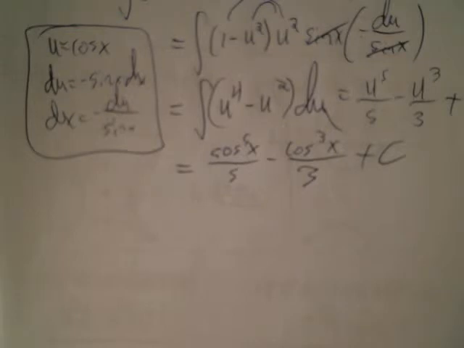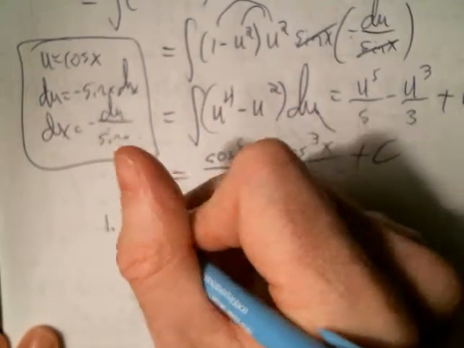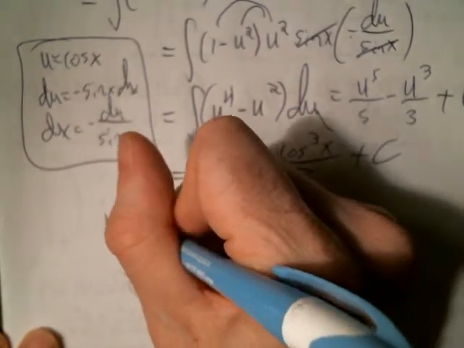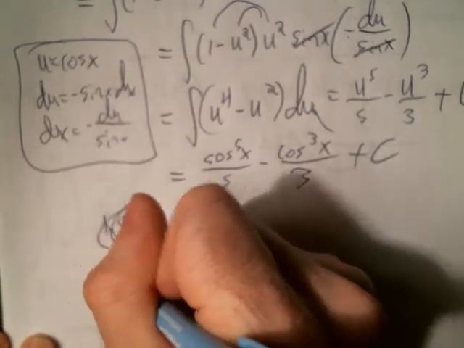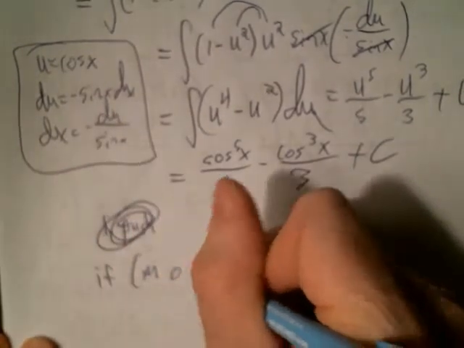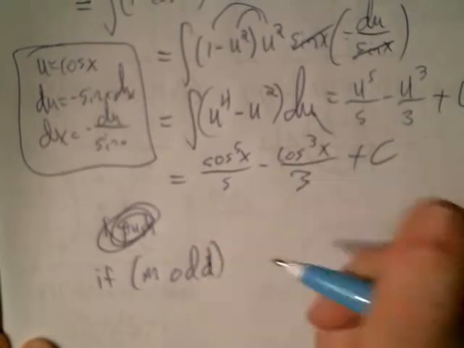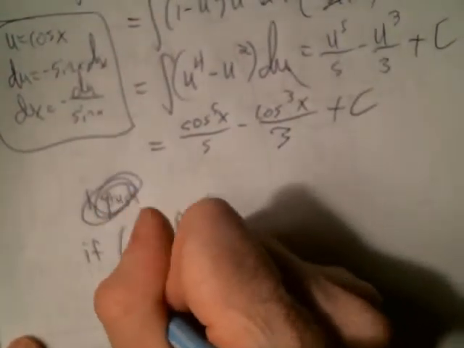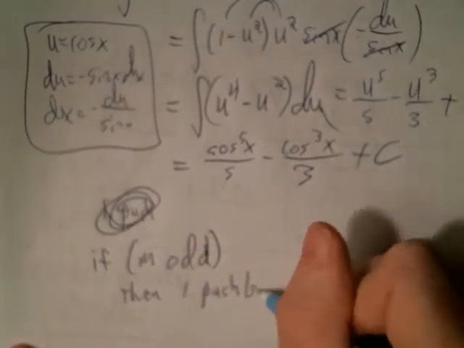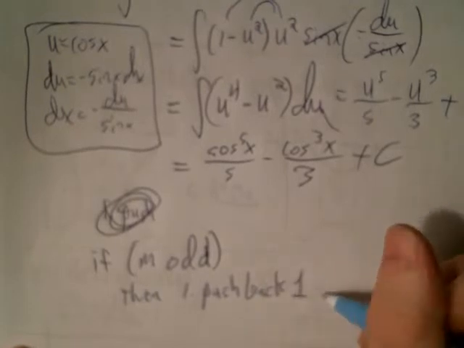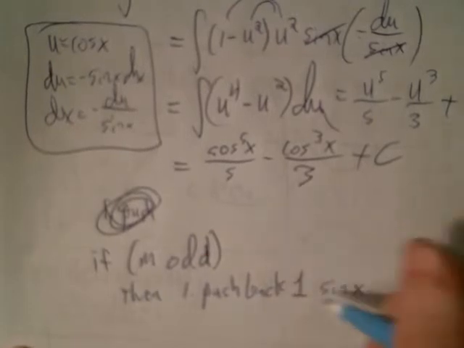Okay, so what's the deal here? What's the program that I would code? I would say, push back when m is odd. So if m is odd, then firstly, push back one factor of sine x.